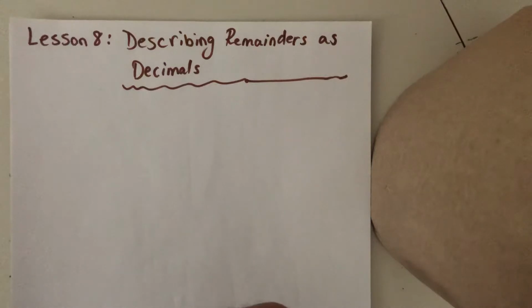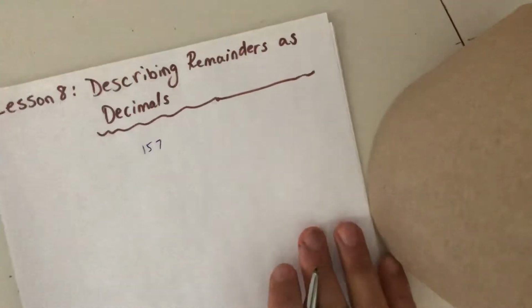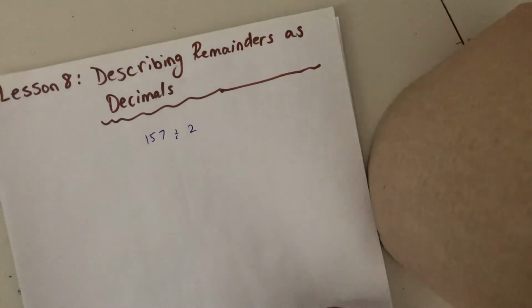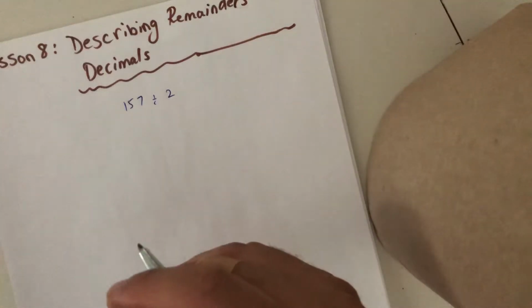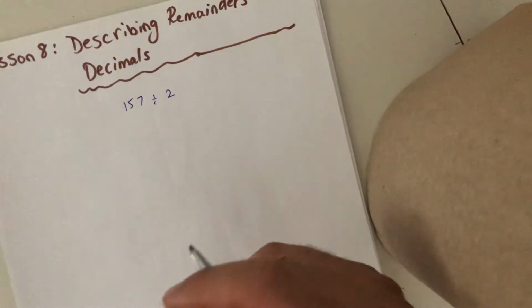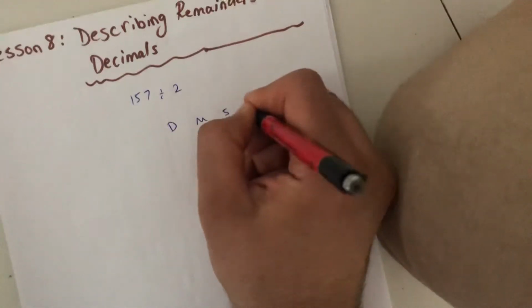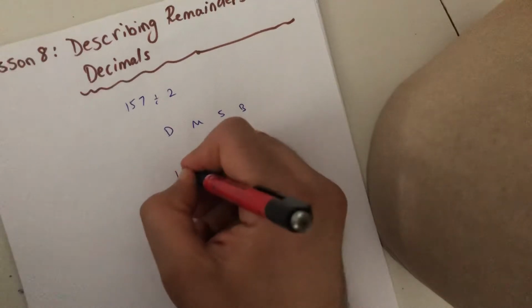Let's say two friends want to share $157 that they earned. So we got $157 that we need to divide between two people. How much money does each person get? Okay, so let's do the long division, DMSB. And let's find out the answers.